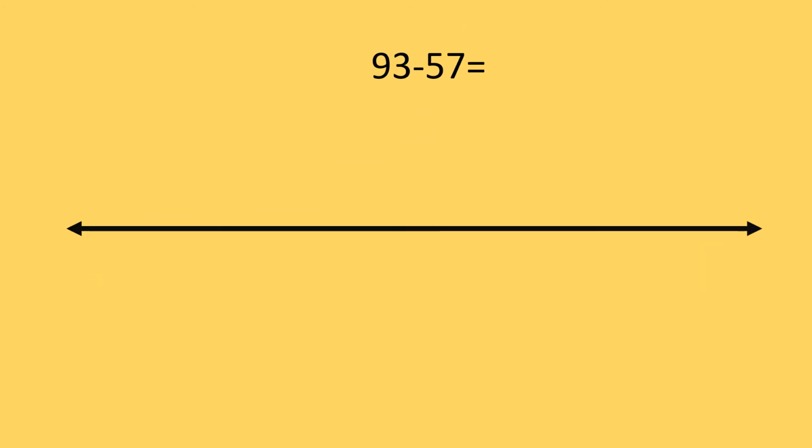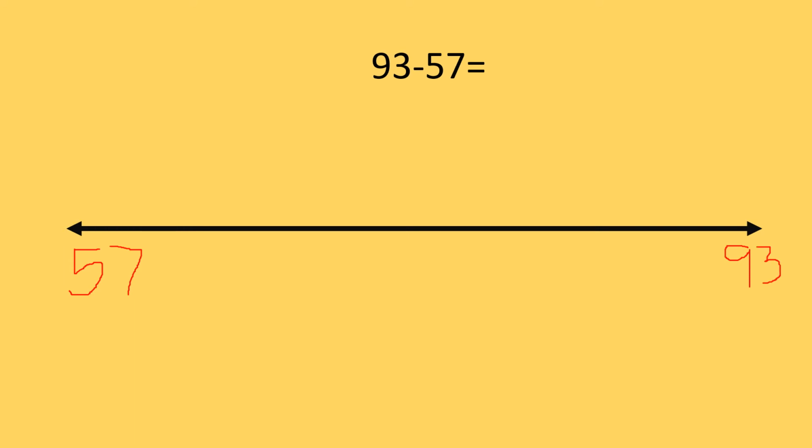All right, boys and girls, let's look at this subtraction problem. 93 minus 57. Step 1. I need to put the numbers on the number line. 57 is before 93 on a number line, so I put the 57 first. 93 goes at the other end of the number line.